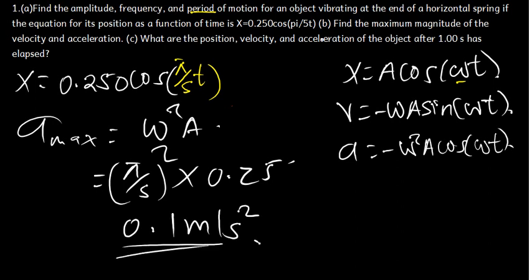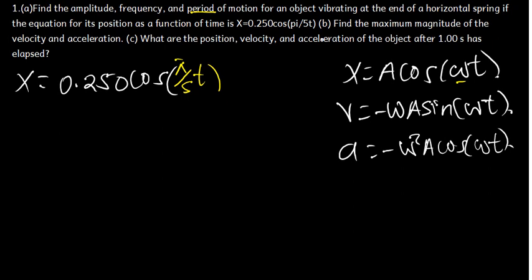Okay, let's go to part C. Part C is asking us what are the position, velocity and acceleration of the object after 1 second. Now, we want to find the position. Remember I said these are the three formulas which are going to give us the position, the velocity and the acceleration as a function of time. When they talk about the position, they're talking about the displacement. So we've got the displacement, the velocity, and the acceleration. Let's start with the first part.